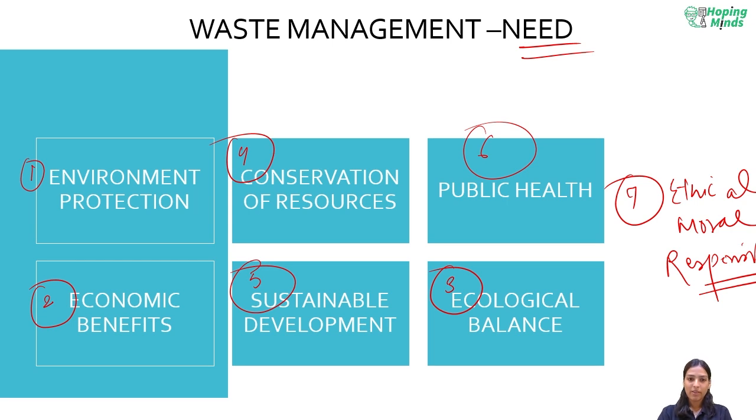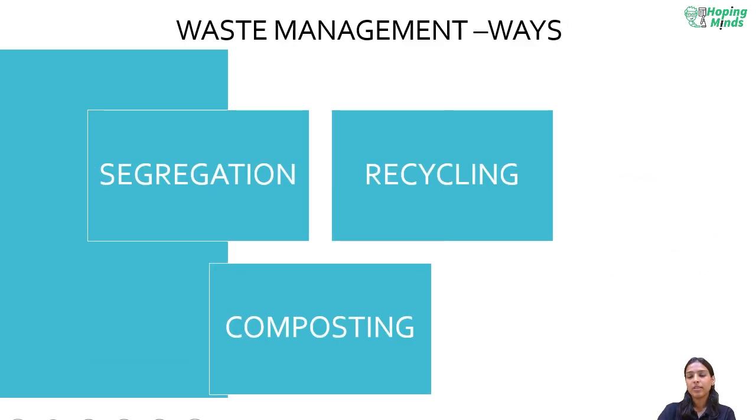The need for waste management. You need to protect the environment, you need to restore the economic benefits, you need to sustainably grow, you need to have an ecological balance, your own public health, and the ethics that are important. The 3 E's that we learned earlier: economy, ecology, and ethics. Right? Now, waste management ways that we were talking about when we started, the different types of waste that is being generated. Now we'll study about the ways in which waste management can be done. Segregation, I mentioned, composting, and recycling.